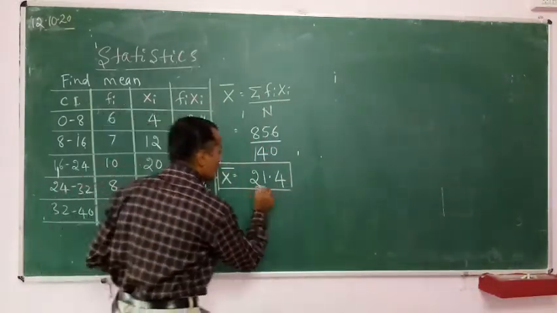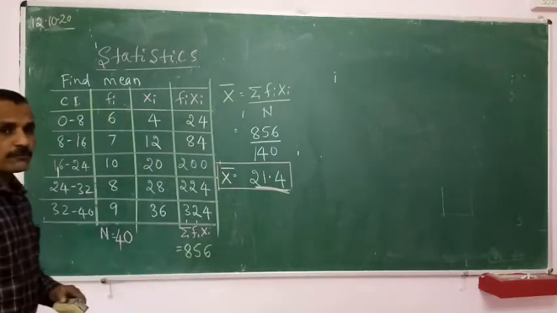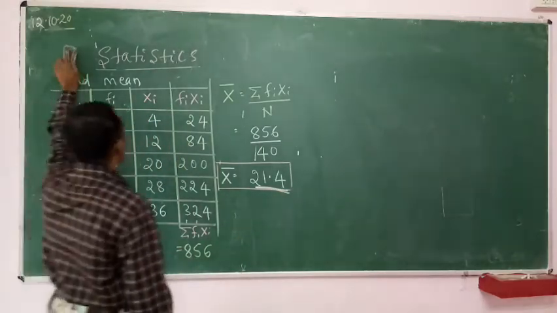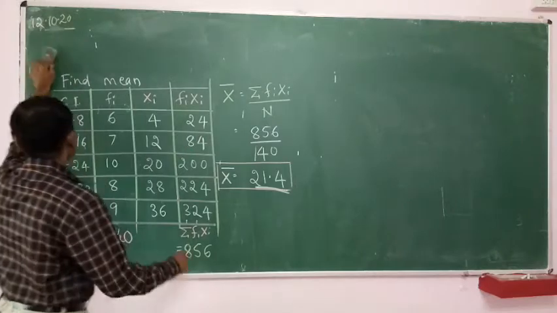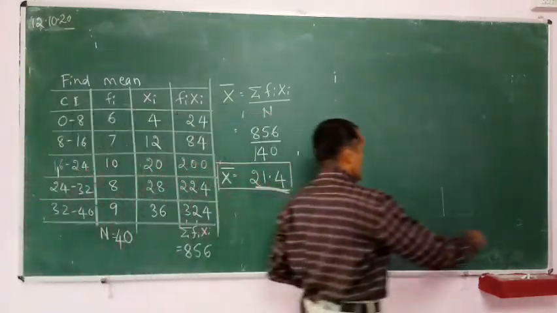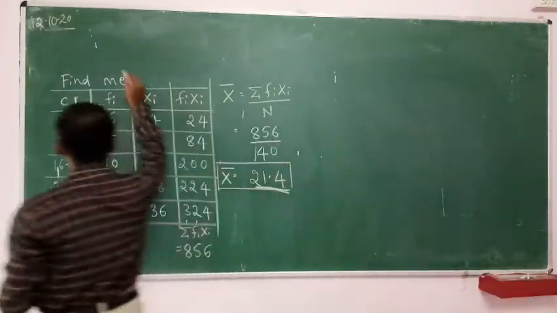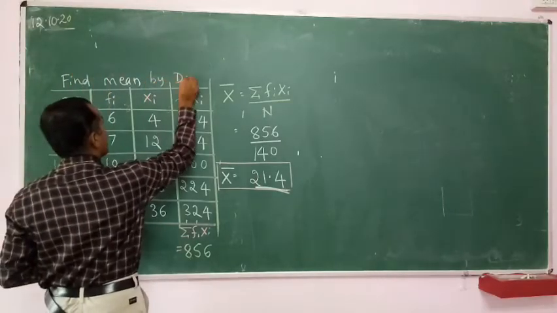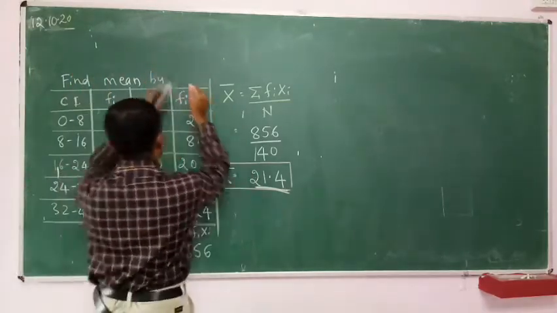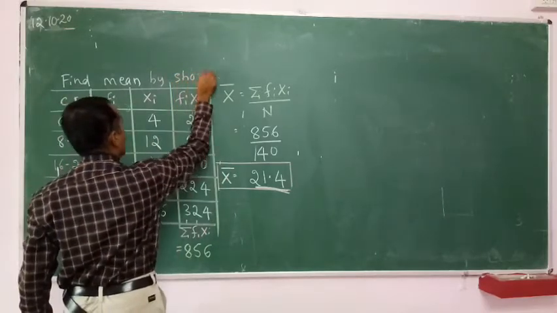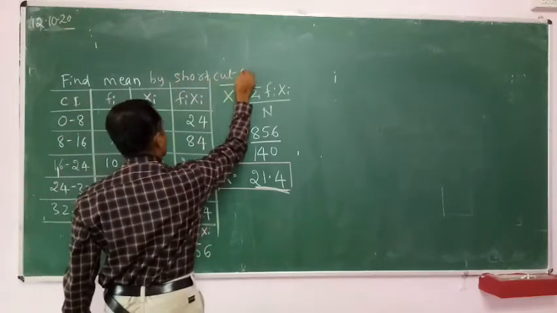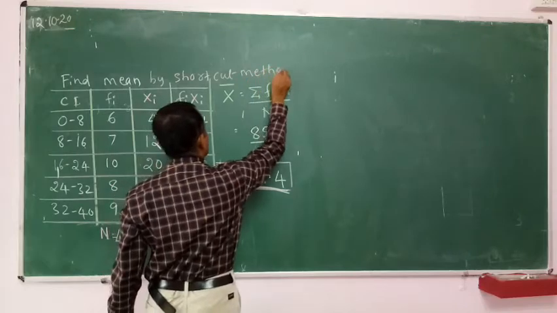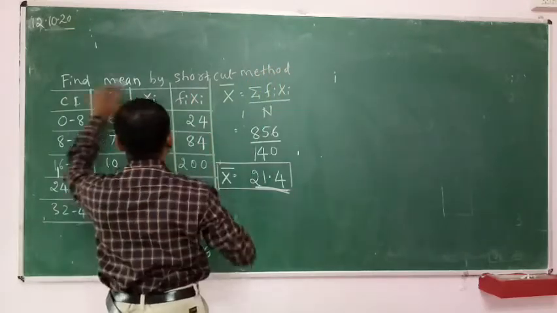So you notice the answer we got is 21.4. Now we will solve this problem, finding the mean by the shortcut method. Find the mean by the shortcut method.